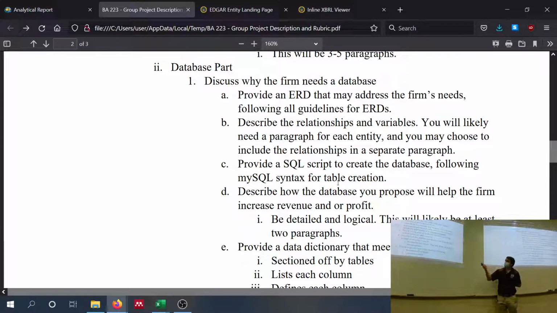You make a SQL script to create the database. So for all the different tables, you're going to have to provide me those creation statements. You can look back to examples that we've done. You can look to the W3 Schools tutorials that I posted. A lot of options for that. Following MySQL syntax. Okay, MySQL syntax is important.